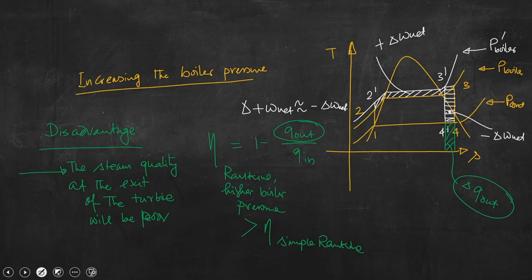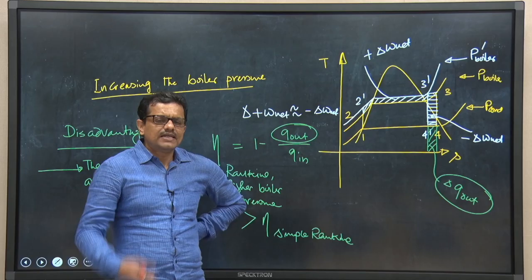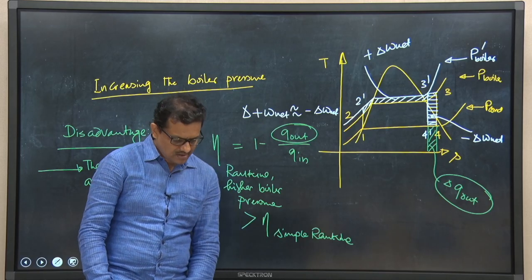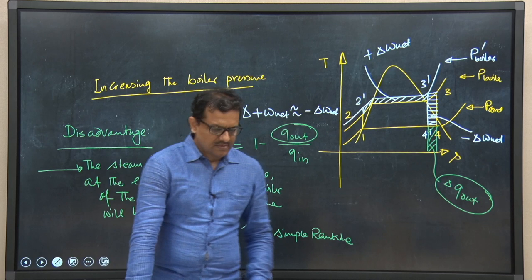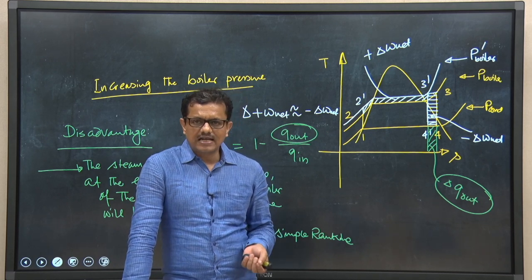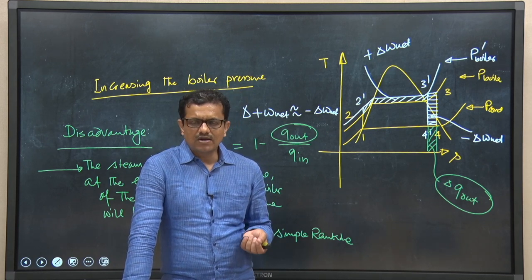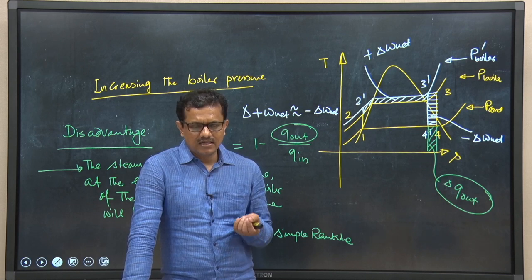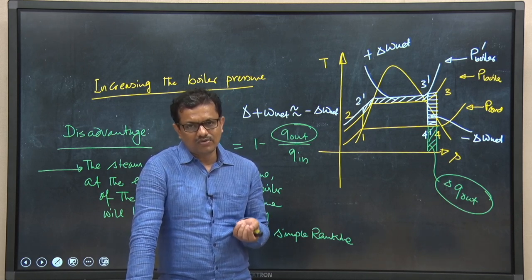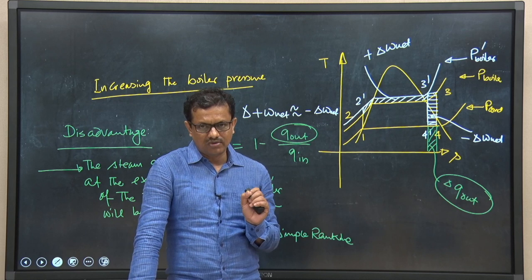Okay. Now, in the last class we discussed lowering the condenser pressure. If we lower the condenser pressure, we have seen that we may have a condenser which will operate at a pressure less than atmospheric pressure. Though we cannot reduce condenser pressure drastically, even then we need to compromise the quality of the steam. That is what we have seen.